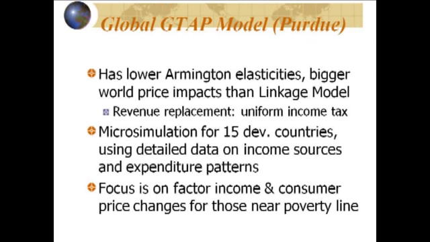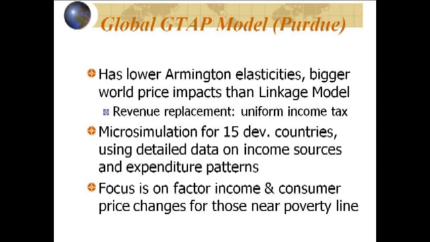And thirdly, the global GTAP model, which is more of a short to medium run model with lower Armington elasticities. Each of these models has some revenue replacement assumption. This particular one uses a uniform income tax across households to replace the trade tax revenue that would disappear with liberalisation. But this particular version of the GTAP model has 15 developing countries with household data on them, so we can look at those 15 in some greater detail to see how poverty is impacted.